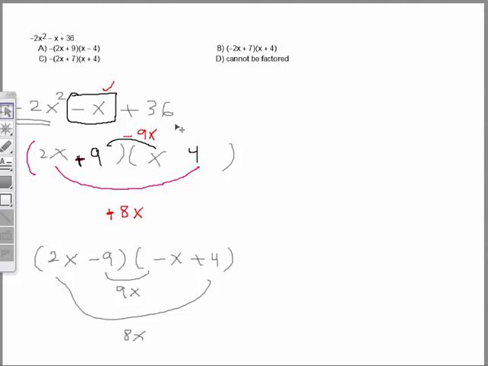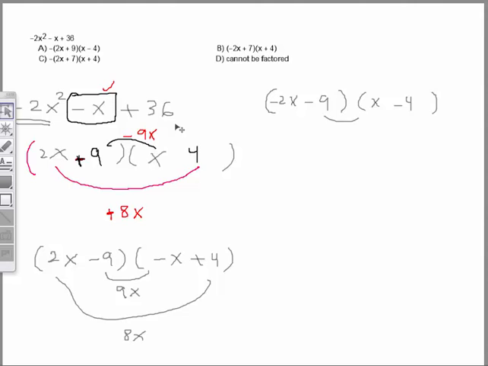So let me write down what you're saying it is. Go ahead from the beginning. What do you want to write here? The first parentheses: negative 2x minus 9. Negative 2x minus 9. Okay. Second one: x minus 4. X minus 4. Okay. Let's check this out.